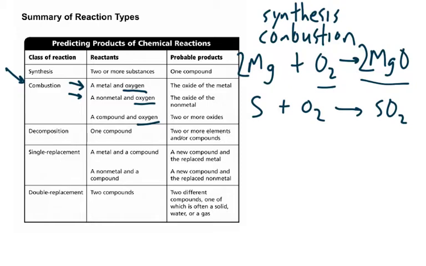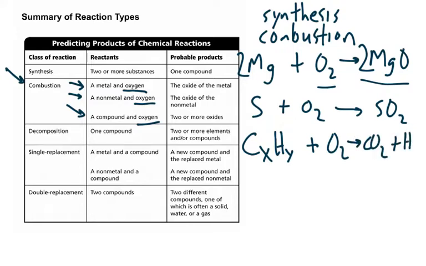The combustions that you're more accustomed to seeing is a compound with oxygen. I'm going to give you 3 of the most common ones. You can have a hydrocarbon, we'll call it X and Y here. Any hydrocarbon plus oxygen will yield carbon dioxide and water. And that hydrocarbon is the compound. This is your more classic type of combustion. You're burning a hydrocarbon in the presence of oxygen, and the result is carbon dioxide and water.